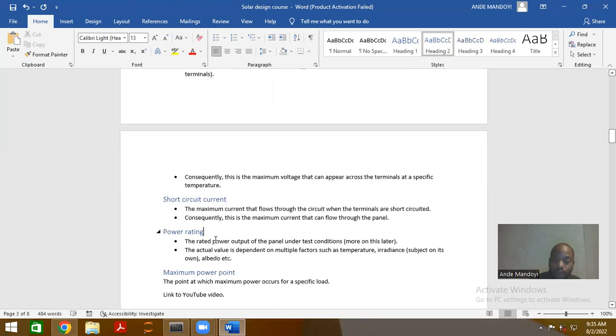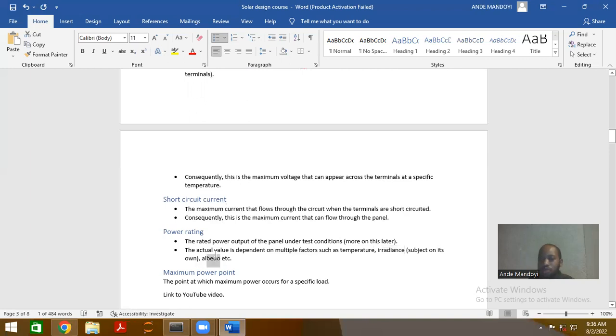Then your power rating, this is the maximum power that can be obtained out of that solar panel at standard test conditions. I think that's about 25 degrees Celsius and 1,000 watts per square meter or something like that. It's usually written on data sheets. There's a difference between STC and NOCT, but more on that in the actual design course. And this value is affected by multiple factors. Factors such as temperature will affect it, irradiance will affect it, and that is a subject on its own. When we talk about irradiance, there are a lot of factors to consider, but I'll take you through the important factors in the design course, a subsequent lecture.